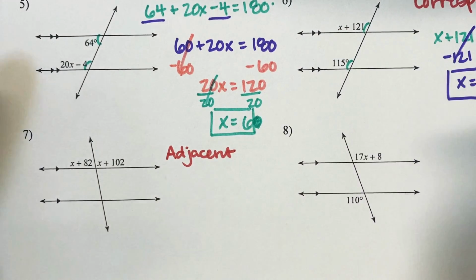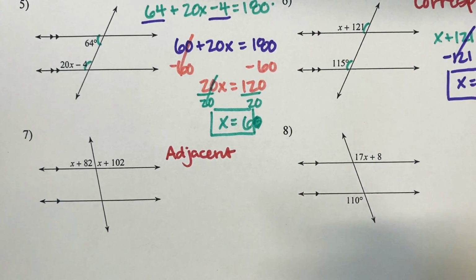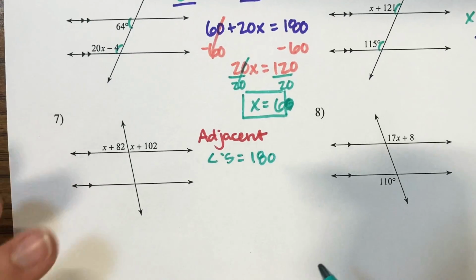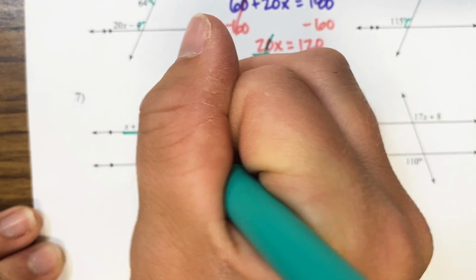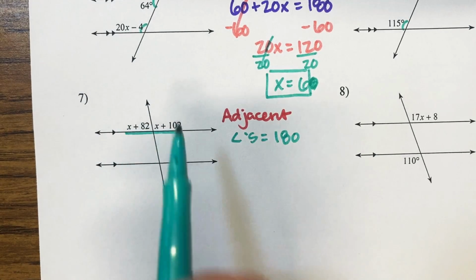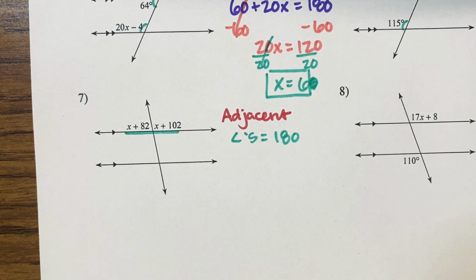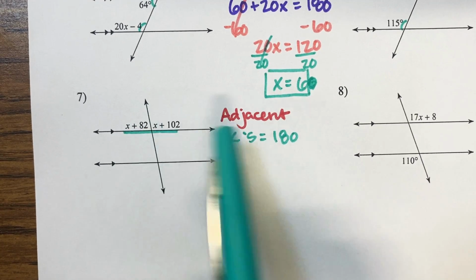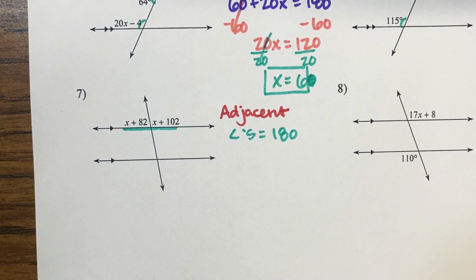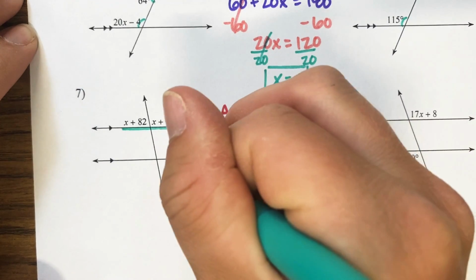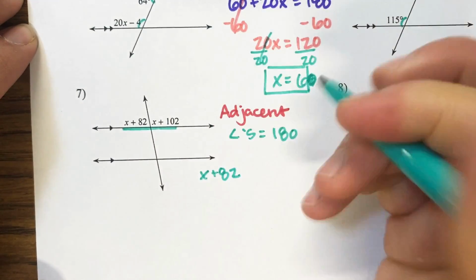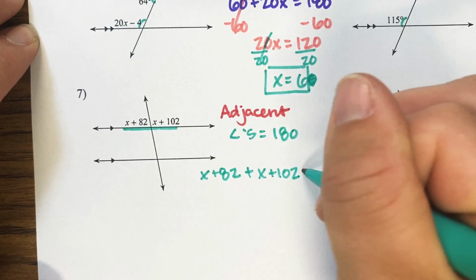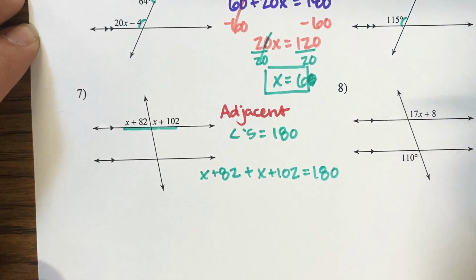And we know that adjacent angles equal 180 because they create that straight line, which we know a straight line is 180 degrees. Okay, so same thing. We're going to add these two angles together and set them equal to 180. Okay, so I have x plus 82 plus my other angle, x plus 102, and it equals 180.